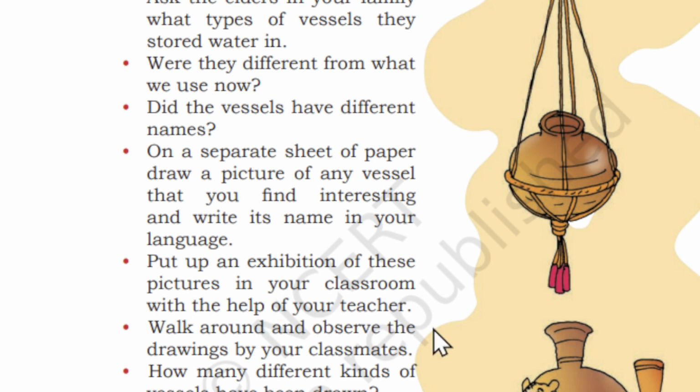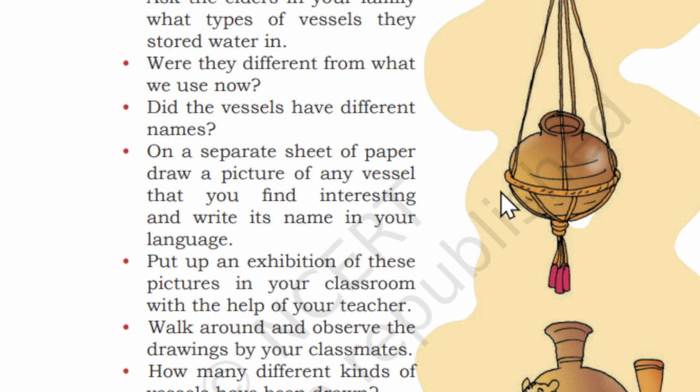Walk around and observe the drawings by your classmates. How many different kinds of vessels have been drawn? Did you find any patterns on the vessels? Did you find any patterns, like the designs or shapes being the same, or the material, whether all the materials are mud or silver or aluminium or copper? So what are the patterns of these? All these you have to observe and do an exhibition. Okay, this is going to be very interesting, students.